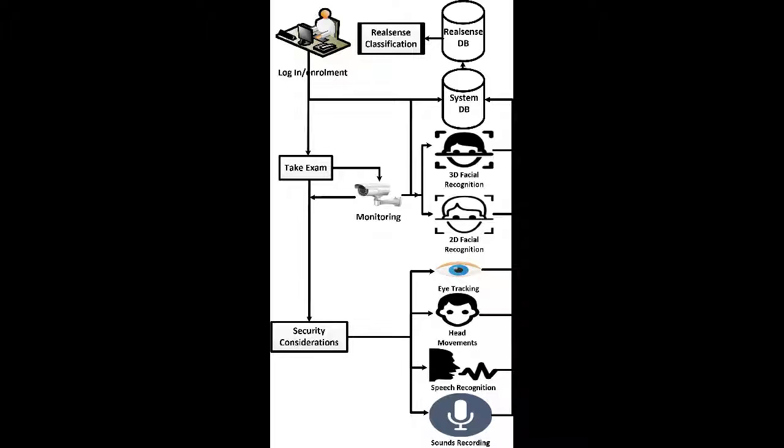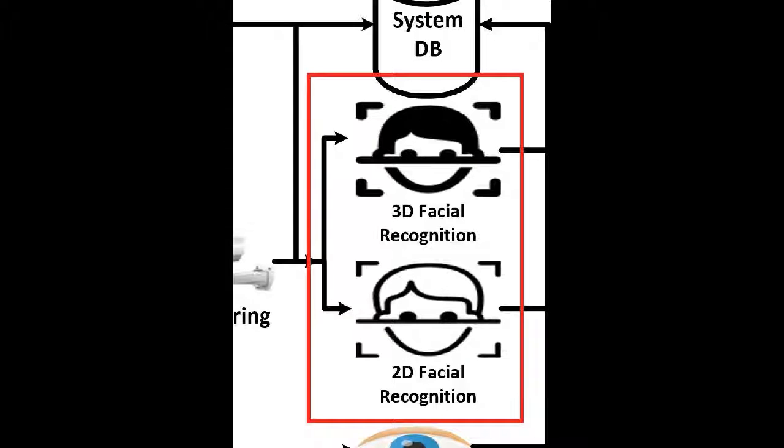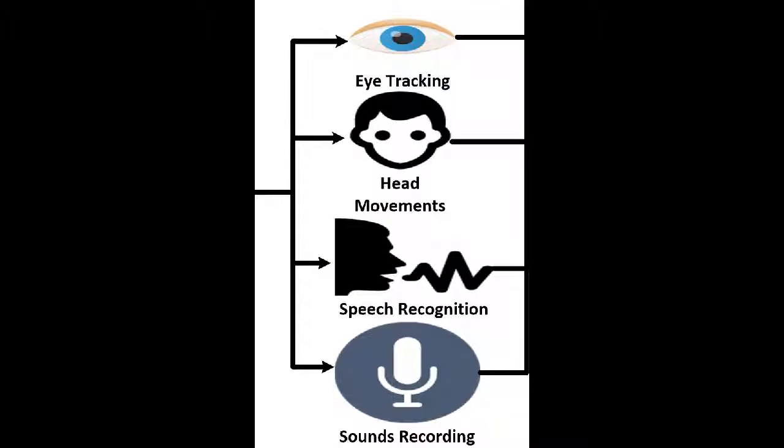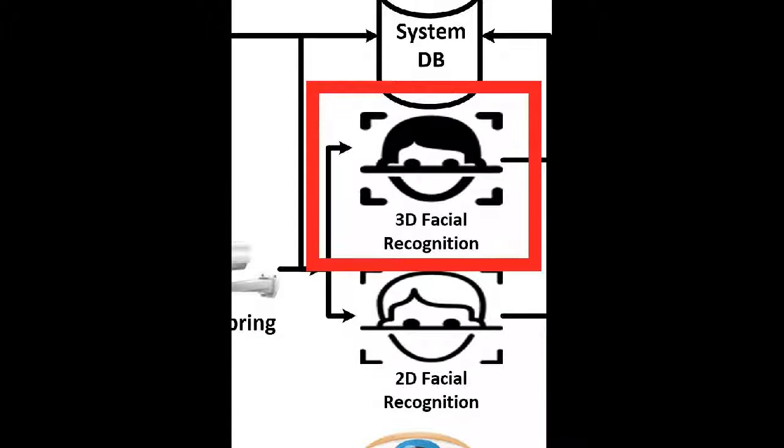The system offers a continuous user identification employing multimodal biometrics, namely, 2- and 3-dimensional facial recognition. In addition to security layer using eye movement, head movements, speech recognition, and recording surrounding sounds. The focus of this system in particular is the development and evaluation of 3D facial authentication.